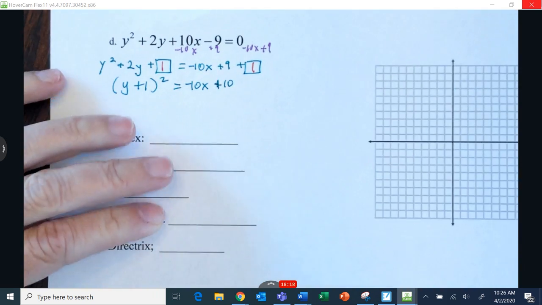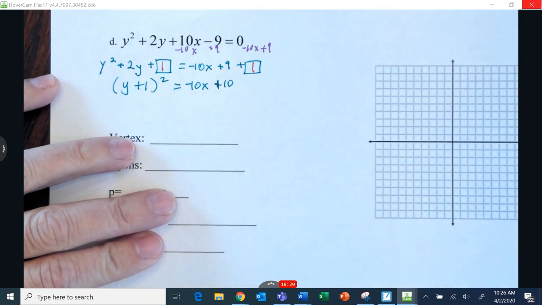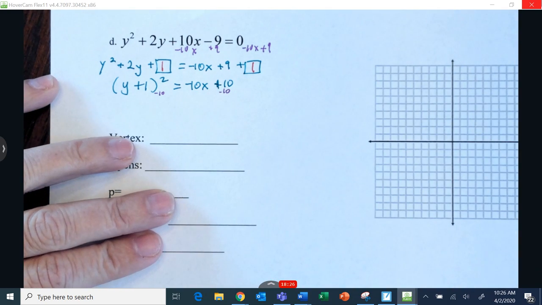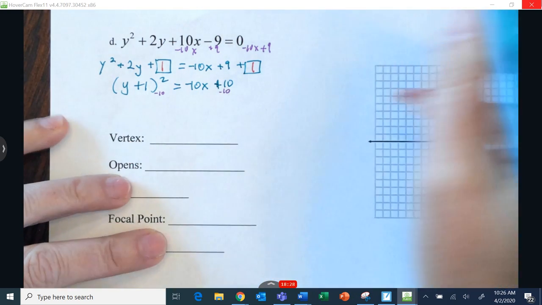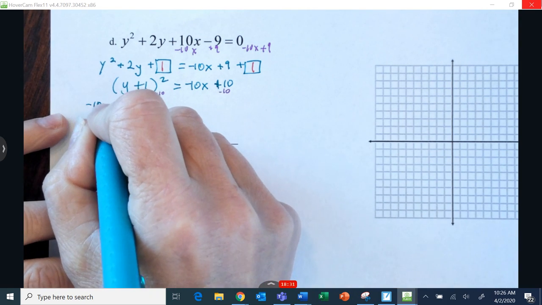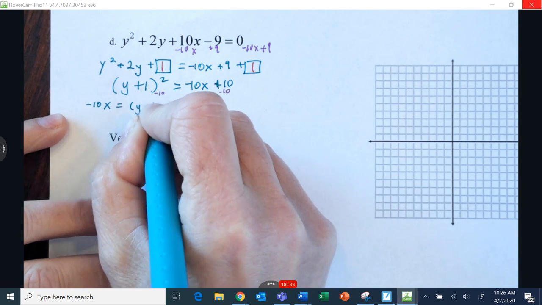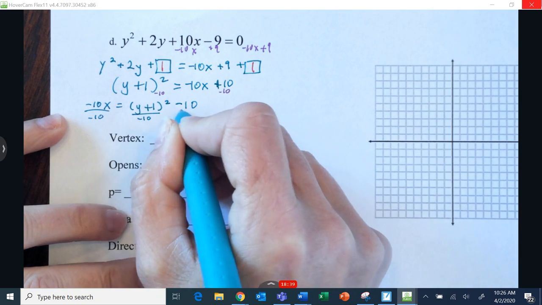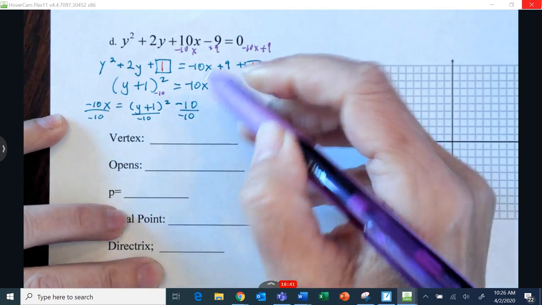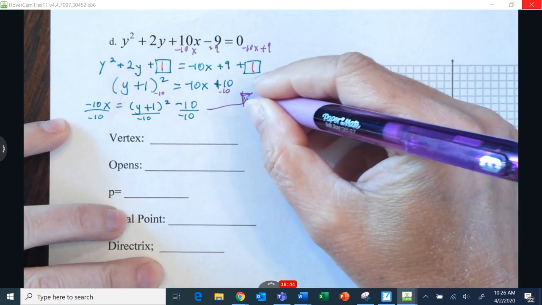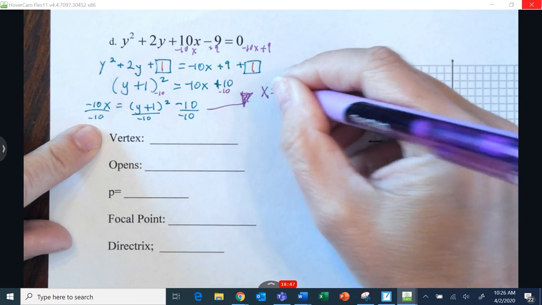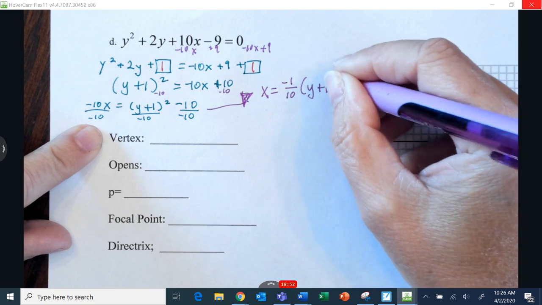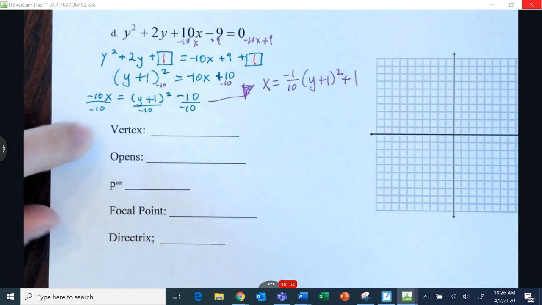Now we're going to solve for x, so I have to subtract the 10 from both sides, and then after that, I'm going to divide everything by negative 10. Negative 10x equals (y plus 1) squared minus 10. Divide everything by negative 10. I'm just going to write it over here in purple so it stands out. x equals negative 1/10 times (y plus 1) squared plus 1.